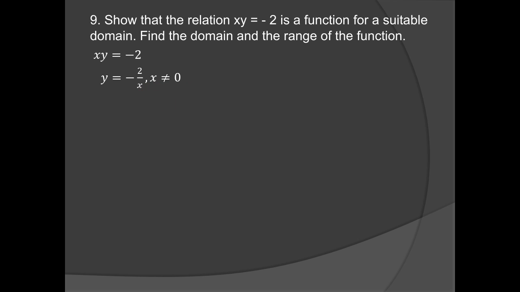Now we have got that x must not be equal to 0, so I can substitute any value other than 0. So the domain is the real numbers minus the set of 0. And also the range cannot be 0, because minus 2 divided by any number, you won't get y equal to 0. So the range is also R minus the set of 0.